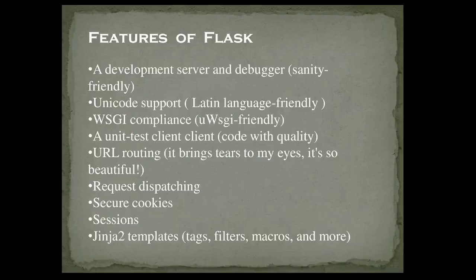Next, it is WSGI friendly. Means what? It is a web server gateway interface, WSGI. It is the specification that describes how a web server communicates with web applications. And another thing is how the web applications can be chained together to process a request. Next part, we can write the code with quality, that is quality coding we can write with the help of Flask.